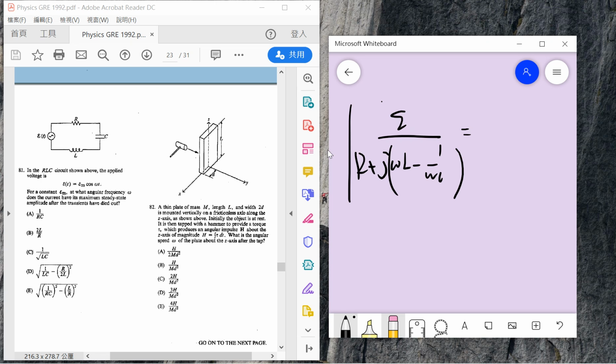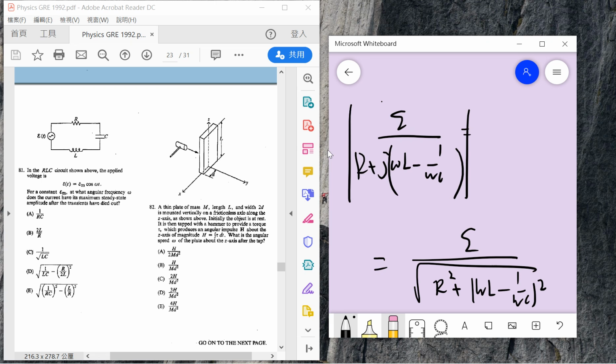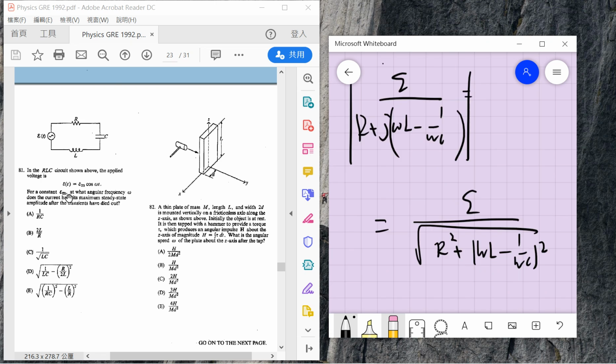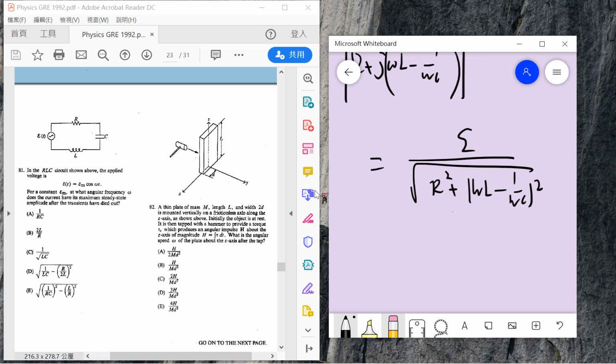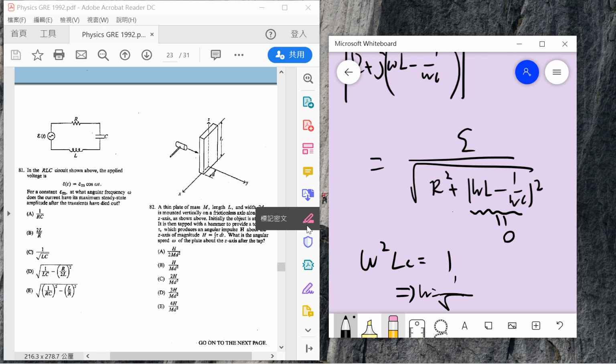Okay. So if you take the absolute value, what you get is the square root of R squared plus (omega L minus 1 over omega C) squared. And the angular frequency, he says, is for a constant. So basically, if you want it to be maximum, then you need this one to be 0. So you can solve: omega is just 1 over the square root of LC. This equation, omega equal to 1 over the square root of LC, is very famous in electronics. So if you have learned anything about electronics, then you should remember the answer is C.